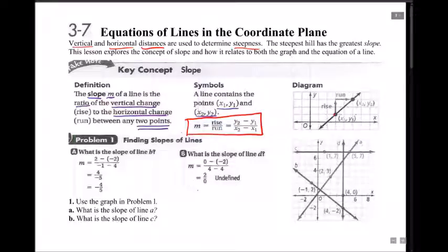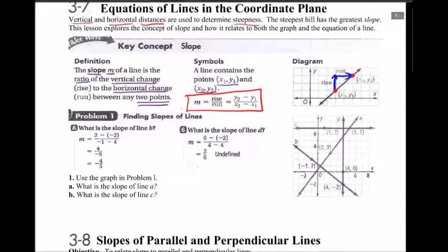So if we have a line and we choose 2 points on that line, then we can rise. You always rise from the left point. You always rise first, either up or down. Down would be a negative rise. And then your run will always be in a positive direction. And we can label our points x1, y1, x2, y2, and use our formula. So let's look at an example here.